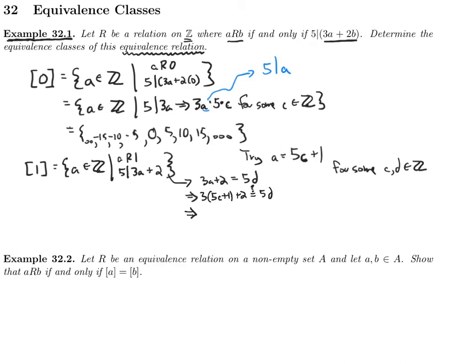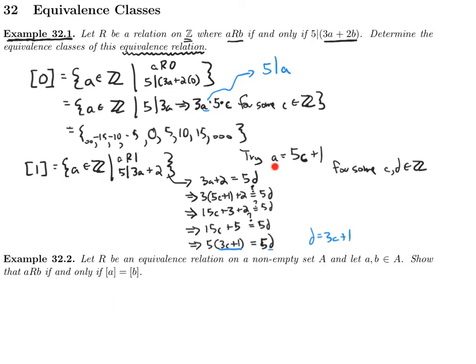Let's just multiply this out. So here we get 15c plus 3 plus 2. Does that equal 5 times an integer? Well, this is 15c plus 5. Does that equal 5d? Let's just factor out that 5. We get 3c plus 1. So that indeed does equal 5 times an integer. Here's our integer. So d is just 3c plus 1.